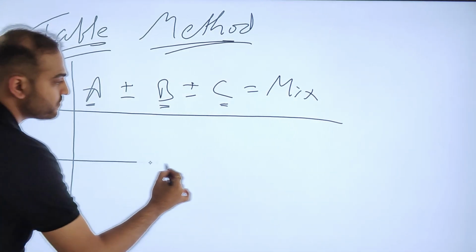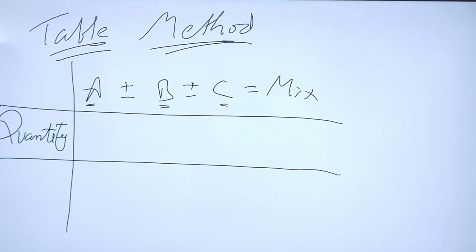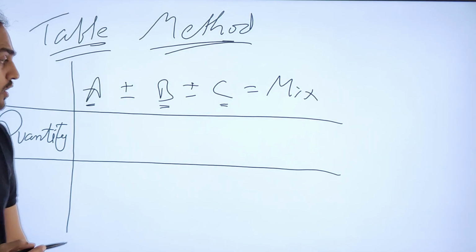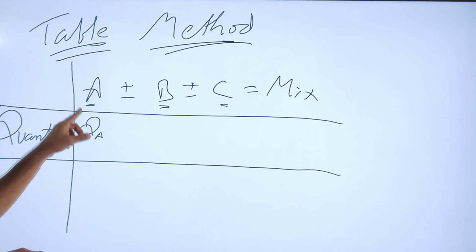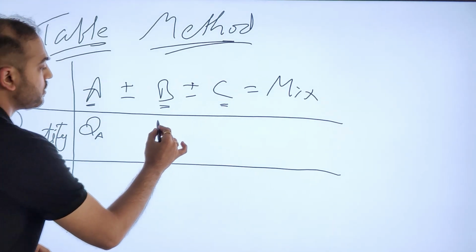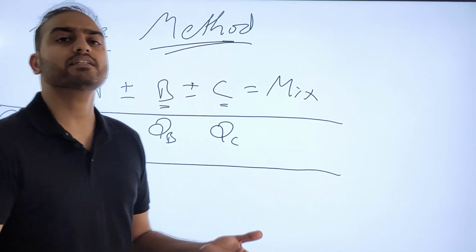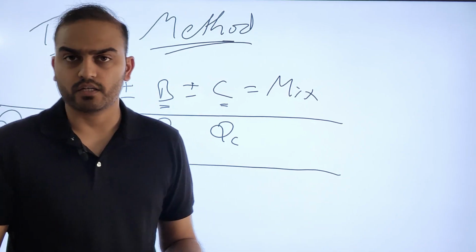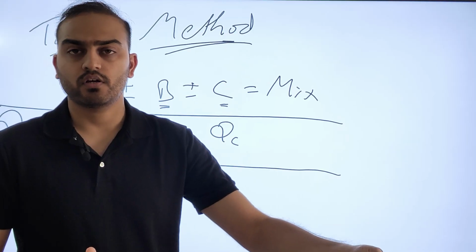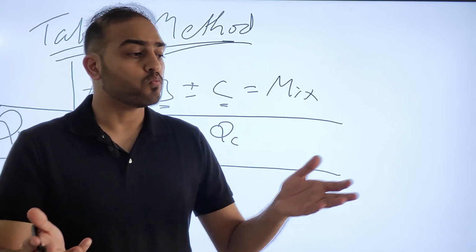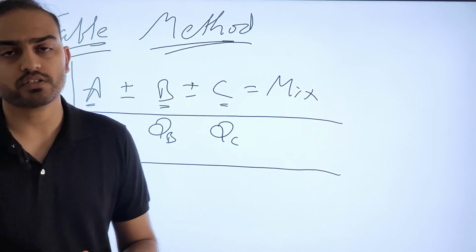Now my first row is always quantity. Quantity of what? Quantity of this whole A. If it is a mixture, then quantity of the entire mixture. Quantity of B, quantity of C. Now let's take a simple logic. If I mix three items, one has 10 kgs, the other is 5 kgs, and the final one is 3 kgs, and I mix them up, what is the total mixture that I get? I get 10 plus 5 plus 3, 18 kgs of mixture.